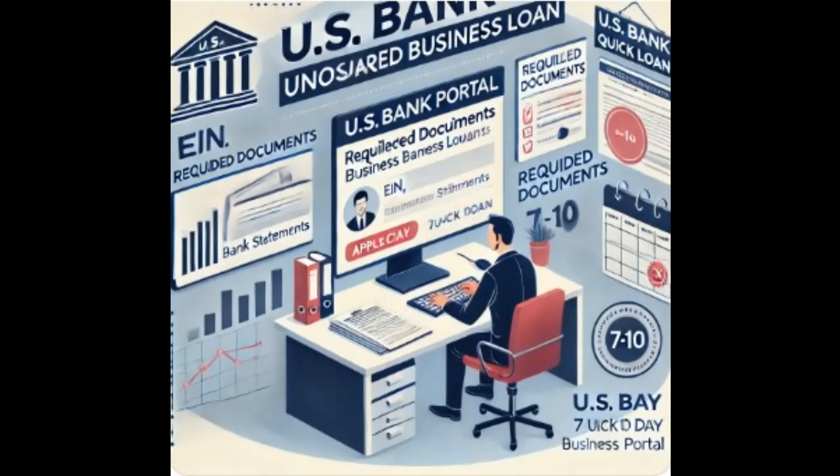Loan approval and funding. Approval timeline: approval decisions are typically made within a week, and funds are deposited within 2 to 3 business days after final approval. Repayment terms: terms are provided upon approval, with options up to 48 months. Automatic payments from a U.S. Bank account can reduce interest rates.